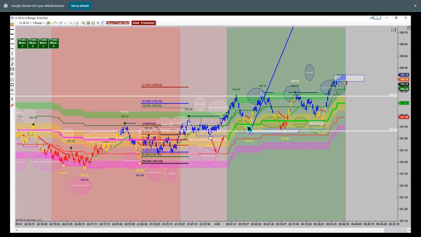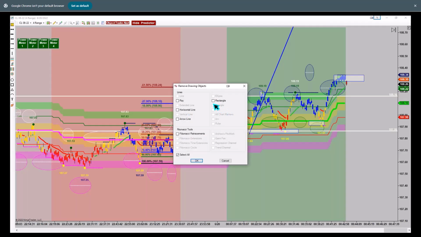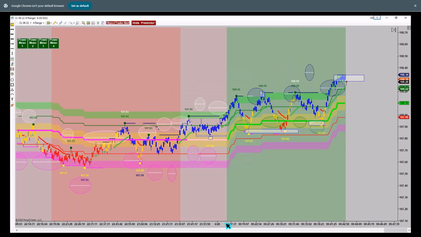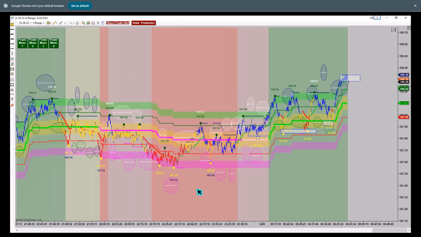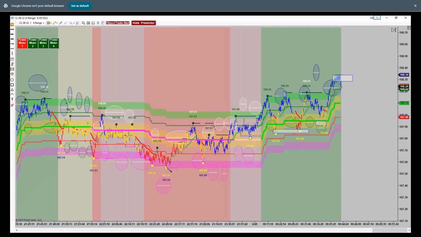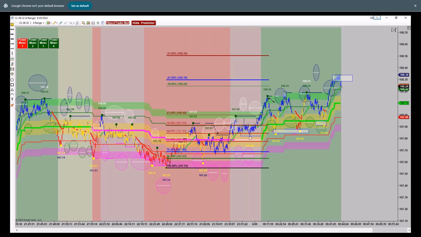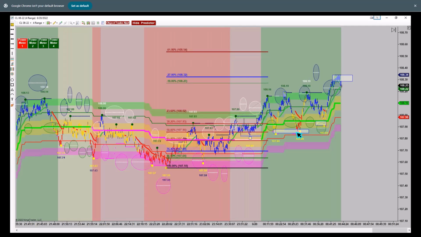Now let's check some fib numbers and see what we actually took here. I'm going to get rid of everything except that box. We'll leave the box on. We'll just take everything else off. All right, so let's look from the bottom. That's a pretty good bottom right there, so let's draw our fibs. And let's see what they actually tested. 50%, 50%, right there. Why not buy it, retrace at 108.19? You could do that also.